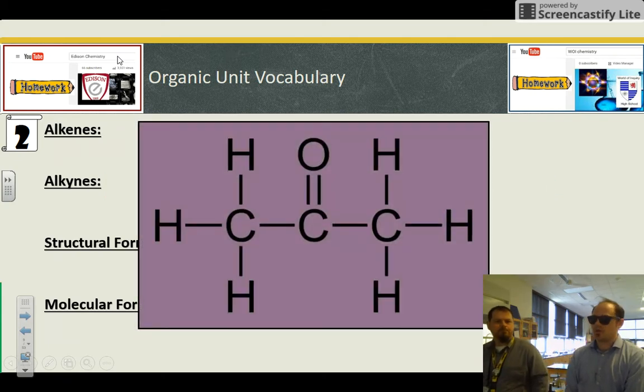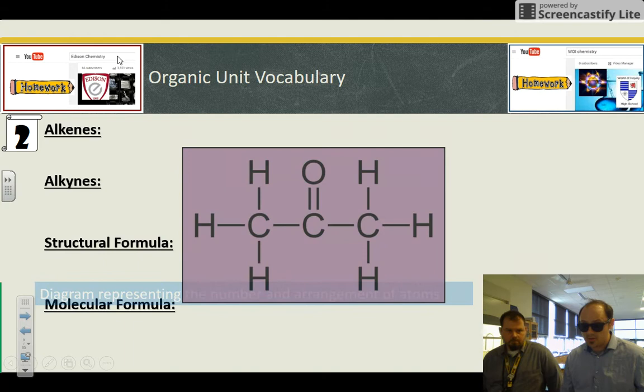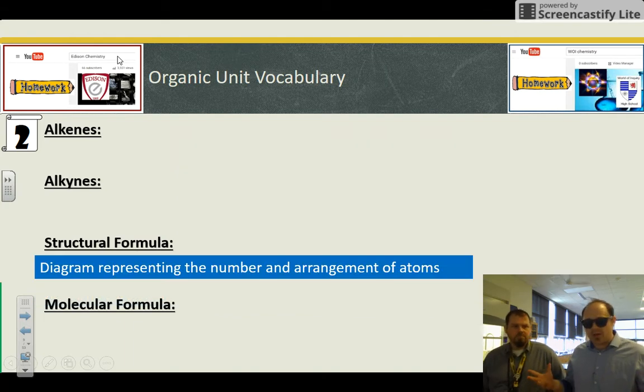A structural formula. I hope these are looking familiar because we've been doing them for a while here. We've done them through other units. We're spiraling back. It's a simple diagram that shows us the number and arrangement of atoms. It has a lot of information because it tells you all of the atoms, each type, and exactly how they're connected in their little local neighborhood network. That arrangement of atoms is key because that's the bonding. Single bonds, double bonds, triple bonds, carbonyl.